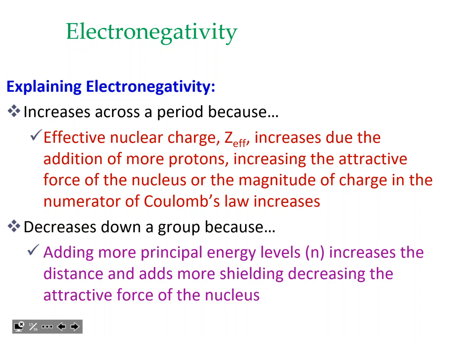Decreases down a group: adding more principal energy levels increases the distance, adds more shielding, decreasing the attractive force of the nucleus. So distance, of course, you can also say is the denominator in Coulomb's law, and you can refer to Coulomb's law. But if you refer to Coulomb's law, make sure you write in the equation, okay? If you refer to any equation and you want to use it as a relationship, you must write in the equation. So make sure that you do that.